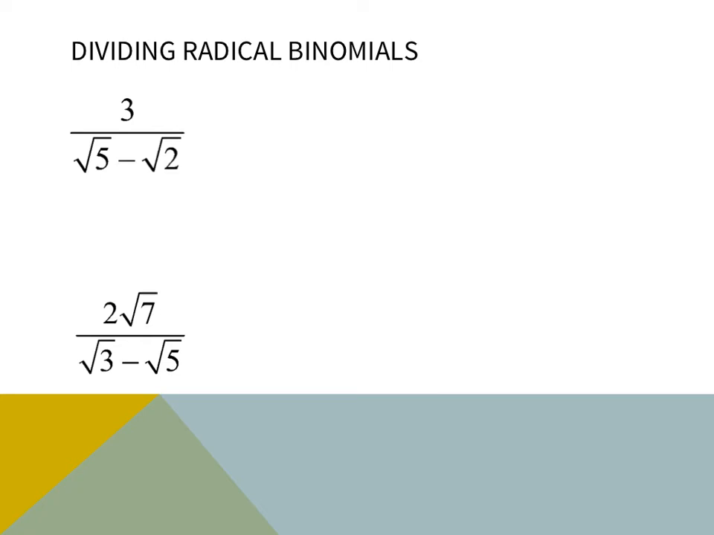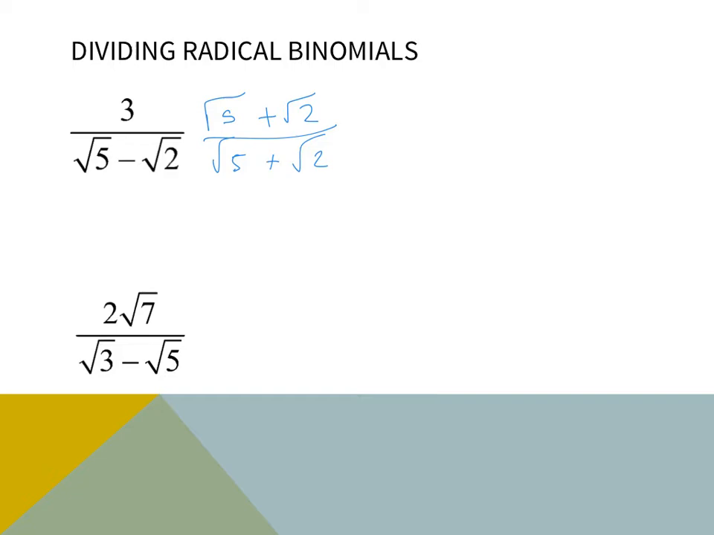Alrighty, dividing radical binomials. Well, I'm going to need to multiply by my conjugate. So if I do that, I'd be multiplying by root 5 plus root 2 over root 5 plus root 2. Remember, something divided by itself is going to be 1. Multiplying by 1 doesn't do anything. So really I'm just multiplying by 1, which isn't going to change it. It's going to look different, but mathematically it is equivalent.